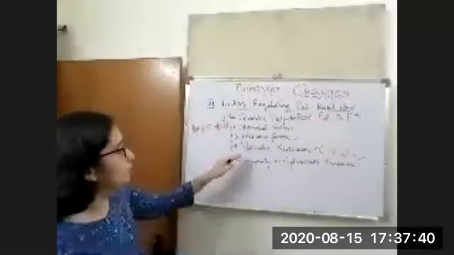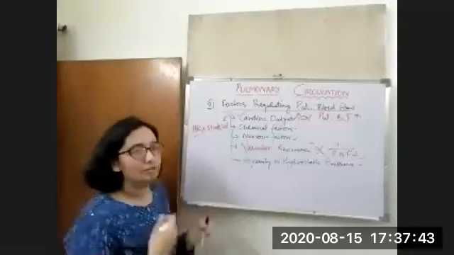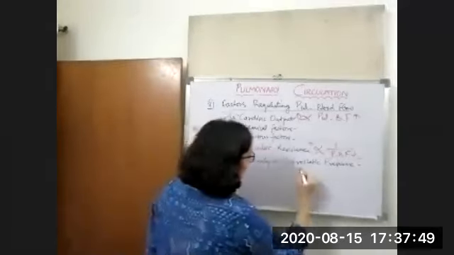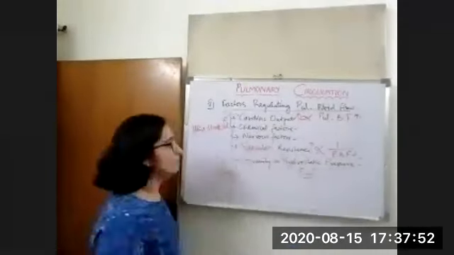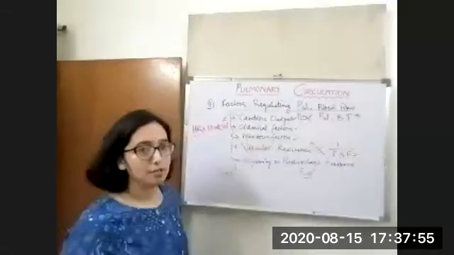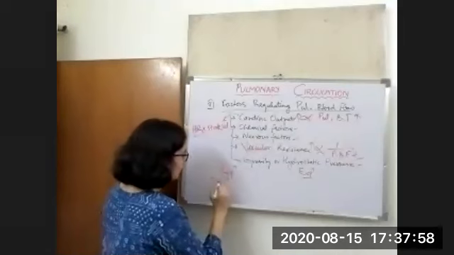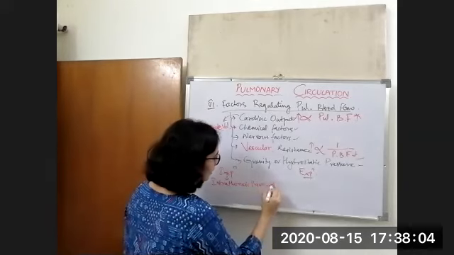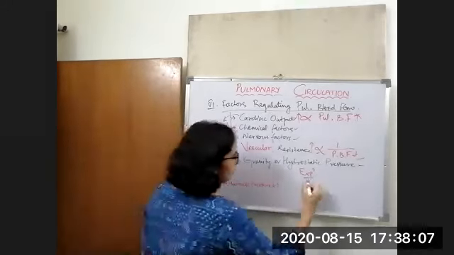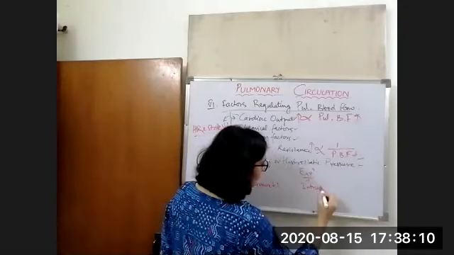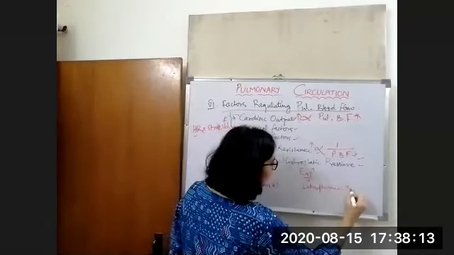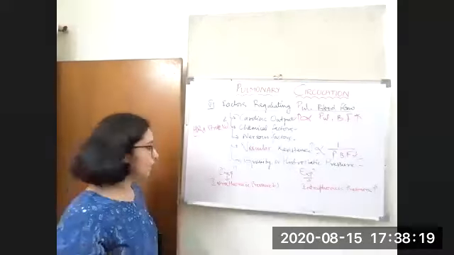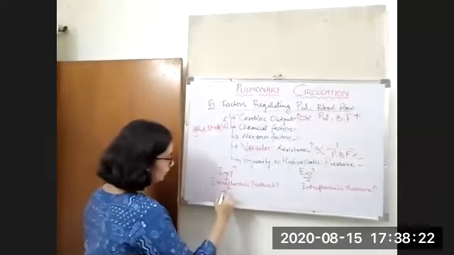Now, how does this work? This vascular resistance actually differs in different phases, like in inspiration and expiration. As we saw last time, there are two phases, inspiration and expiration. In inspiration, the intrathoracic pressure decreases, and in expiration, as we know, the intrathoracic pressure will increase.